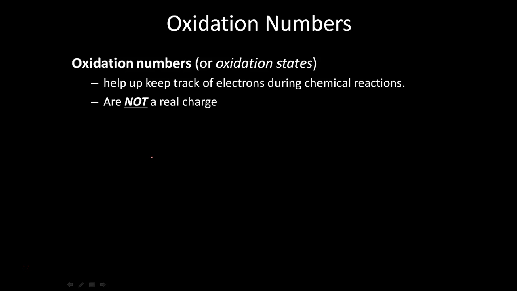One of the very important things with these redox reactions is what are called oxidation numbers, or oxidation states. They help us keep track of electrons during these chemical reactions, because electrons are moved all over the place. But one of the important things about oxidation numbers is they are not real charges. They might be the same as the charge on an ion, but they are not charges on atoms within the molecules themselves. So keep that in mind as we figure out these oxidation numbers.